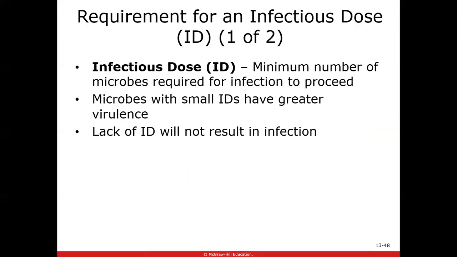So, the requirement for an infectious dose. What is an infectious dose? An infectious dose is the minimum number of microbes that are required for infection to proceed. Microbes with small infectious doses have greater virulence. They don't need as much of it to actually cause an infection. A lack of infectious dose will not result in infection. If you don't have the minimum number of microbes required for an infection, then you will not get infection even when you're exposed to a microorganism.